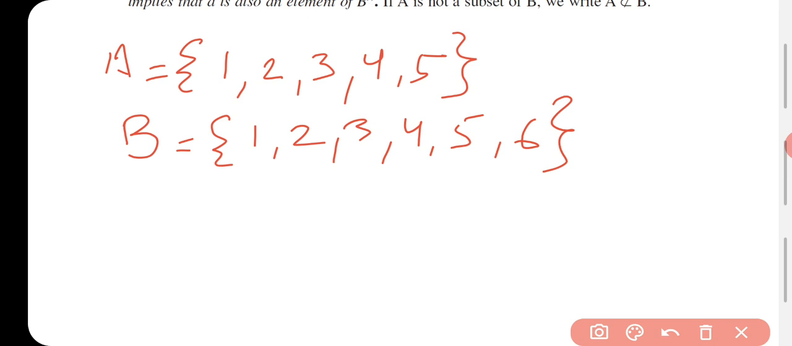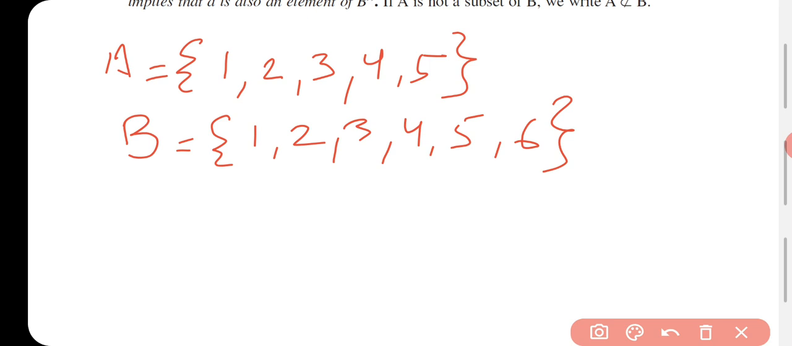Now see, if I am talking about the elements of set A, there are 5 elements, and if we are talking about the elements of set B, we have 6 elements. Now the similarity is that all the elements of set A are members of set B. Yes or no? I am repeating my statement: all the elements of set A are members of set B.